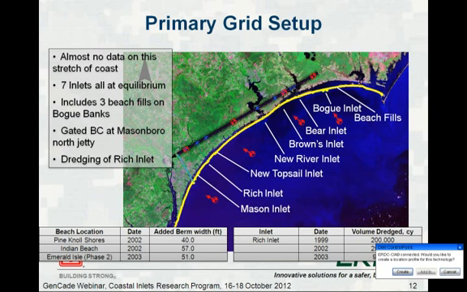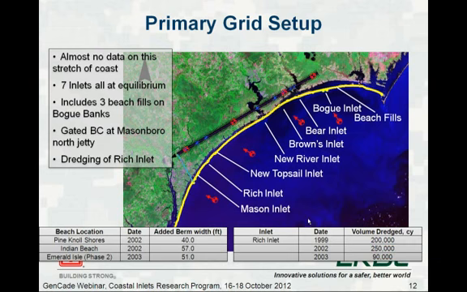We also used a gated boundary condition at the Masonboro North Jetty, which you can see here in the blue. And we did have dredging at Rich Inlet. That's shown at the bottom of the screen here. And we do have those 4 wave gauges. This one overlaps with this first grid, and then this one overlaps with our southern grid, or our southwestern grid.